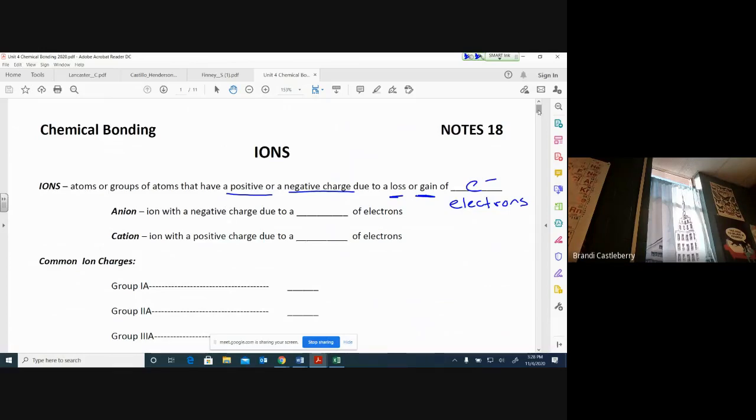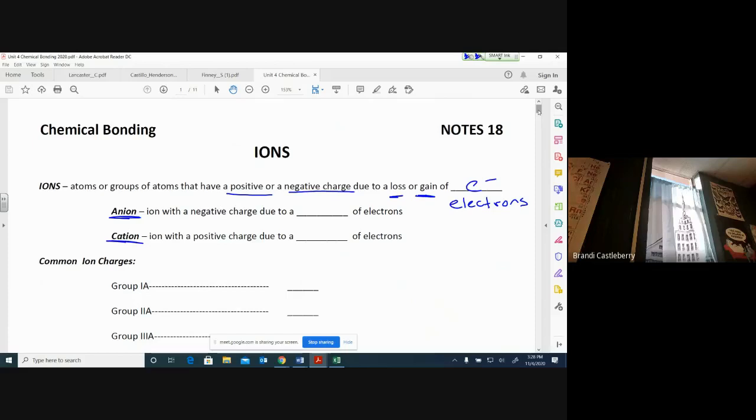So we're kind of rolling in from last unit. Everything was about electrons. A lot of this unit is also about the electrons. That's kind of the most important part. Electrons are what do all the bonding, and they're what makes most of the properties when they bond. So if something has a charge, it's because they lost or gained electrons. And why do they do that? We'll get to it. There are two types of ions, anions and cations.